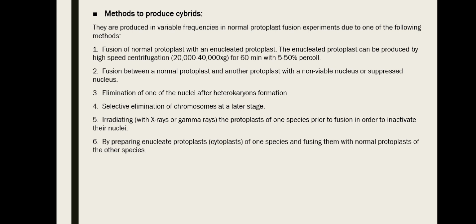2. Fusion between a normal protoplast and another protoplast with a non-viable or suppressed nucleus. 3. Elimination of one of the nuclei after heterokaryon formation. 4. Selective elimination of chromosomes at a later stage. 5. Irradiating the protoplasts of one species with X-rays or gamma rays prior to fusion in order to inactivate their nuclei. 6. Preparing enucleate protoplasts, cytoplasts, of one species and fusing them with normal protoplasts of the other species.